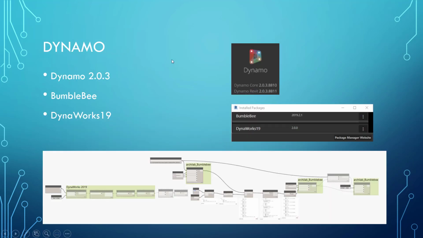So a bit on the Dynamo portion of it. It's Dynamo 2.0.3. Now you can try to apply this in different versions, but this is what I'm using currently. Bumblebee is one of the packages, and Dynaworks 19. Now Dynaworks is specific to versions, so keep that in mind, but Dynaworks 19 is what I'm using for this. Revit and Navisworks are both 2019. You can see over here in the installed packages what versions of Dynaworks and Bumblebee I'm using. Now in the script, when you get it, it'll have them highlighted so you understand. If you do get any errors, definitely reach out and I'll try to help out.